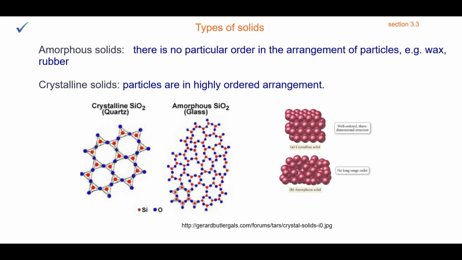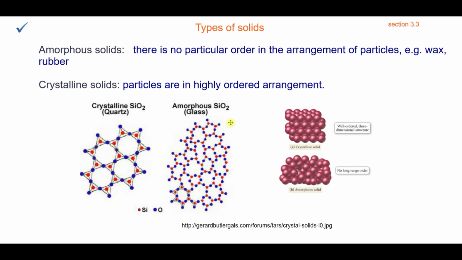Amorphous means there's no particular arrangement. They're just kind of clumped together, a hot mess. So rubber and wax. And then we also have crystalline solids, which are highly ordered and they're in a pattern. So for example, here we have silicon dioxide, so 1 silicon and 2 oxygen. And here those molecules are in an ordered arrangement, and so it's a crystal, quartz, a rock.